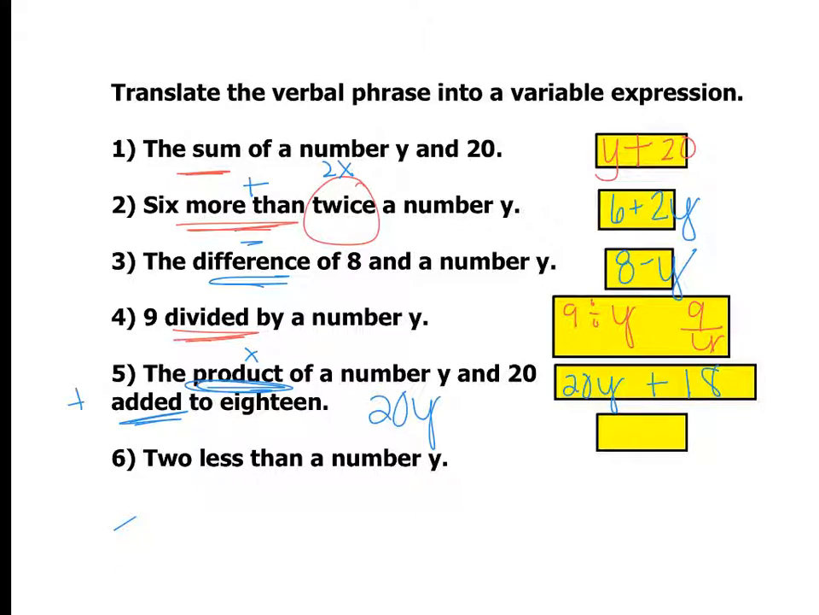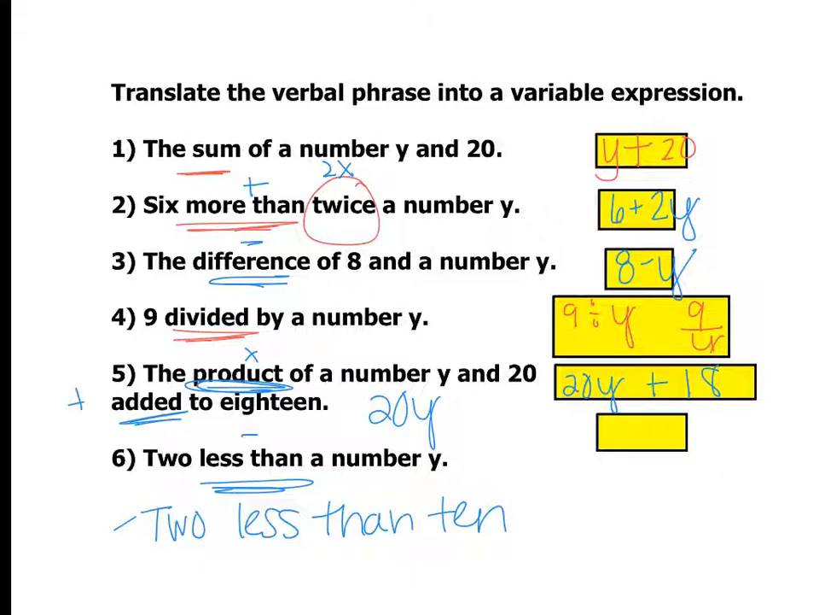Okay, number 6, 2 less than a number y. 2 less than, that's subtraction. So 2 less than a number y. This phrase less than can be tricky. I'm going to substitute a number in here. I'm going to say 2 less than 10, just to help me think for a minute. What's 2 less than 10? Well, most of you would say that's 8. 2 less than 10 is 8.